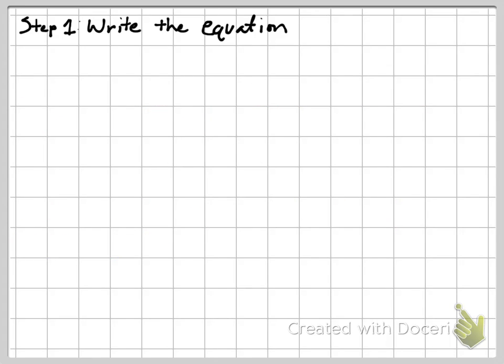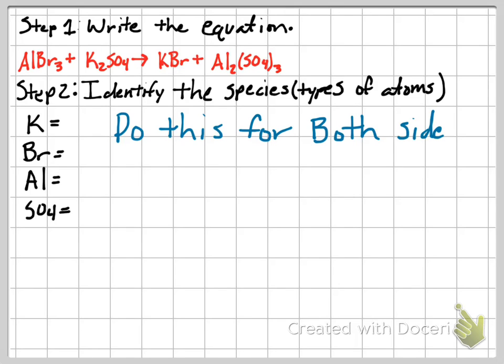We have a couple of steps that we're going to need to follow in order to do this. First step, we have to write the equation. So, I rewrote it, everything looks nice and clean, and we're ready to move on to step 2. Step 2, we need to identify the exact species, or the types of atoms, that we have represented in the equation. If we're paying attention to this, we see that we have potassium, we have bromine, and we have aluminum.